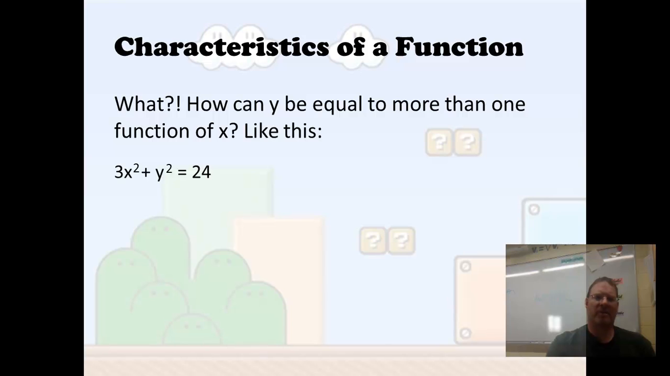If my formula starts off 3x squared plus y squared equals 24, and my job is to solve for y, first I bring that 3x squared to the right hand side. Then I have y squared, and how do I get rid of y squared? I have to take a square root.